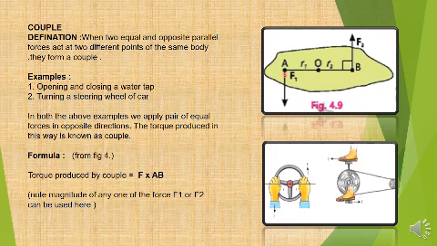So here the torque produced by the couple will be equal to F into AB. So the total distance is AB, and F1 is equal to F2, so we will take it as F. The examples of couple are the steering wheel of a car, and you can see the forces applied on the pedals of the bicycle.